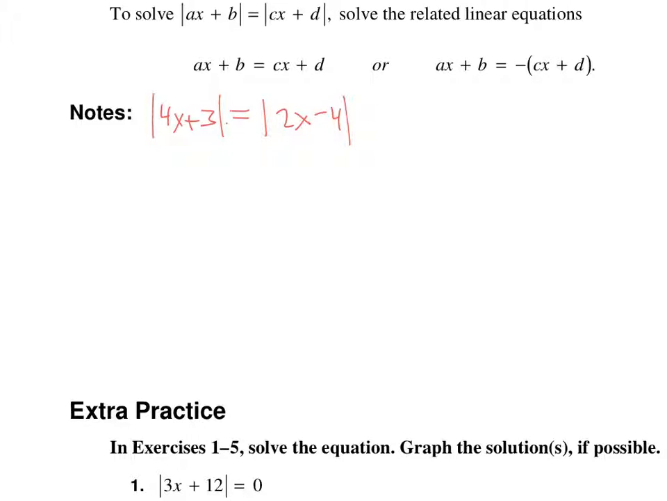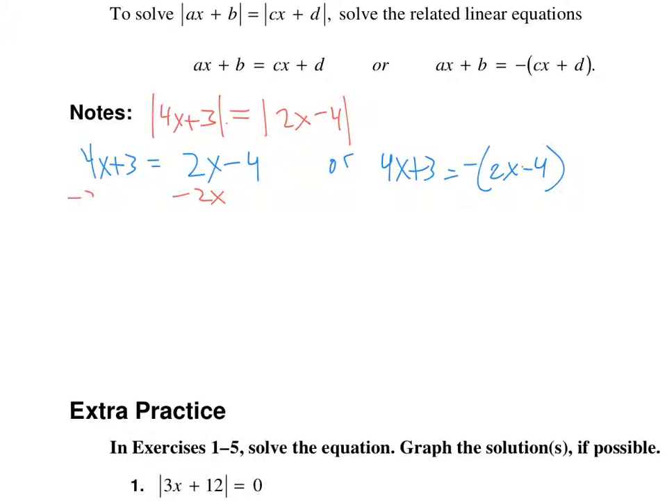Okay. What we're going to do is write two equations. We're going to say either 4x plus 3 equals 2x minus 4, just took the absolute values away, or 4x plus 3 equals the opposite of 2x minus 4. All right? And so we're going to solve these two equations, see what we get. Let's do that real quick. Subtract 2x. And 2x plus 3 equals negative 4. Subtract 3. 2x equals negative 7. Divide by 2. x is negative 7/2. Not pretty, but there you have it.